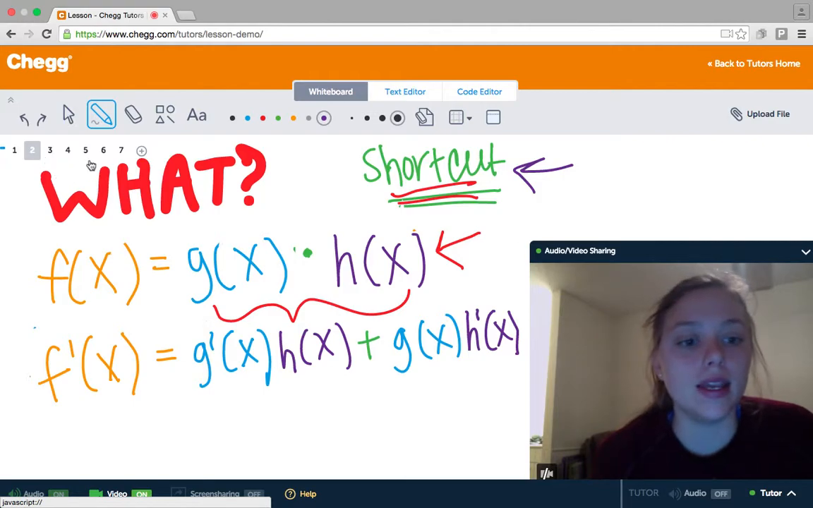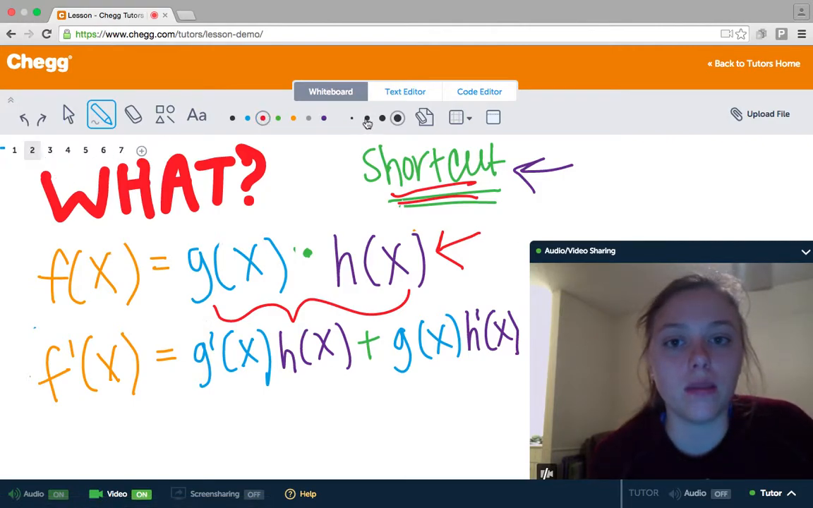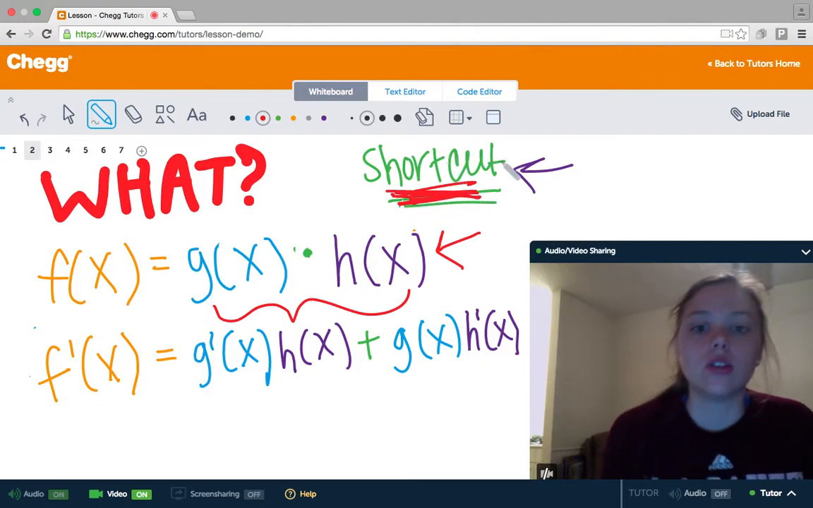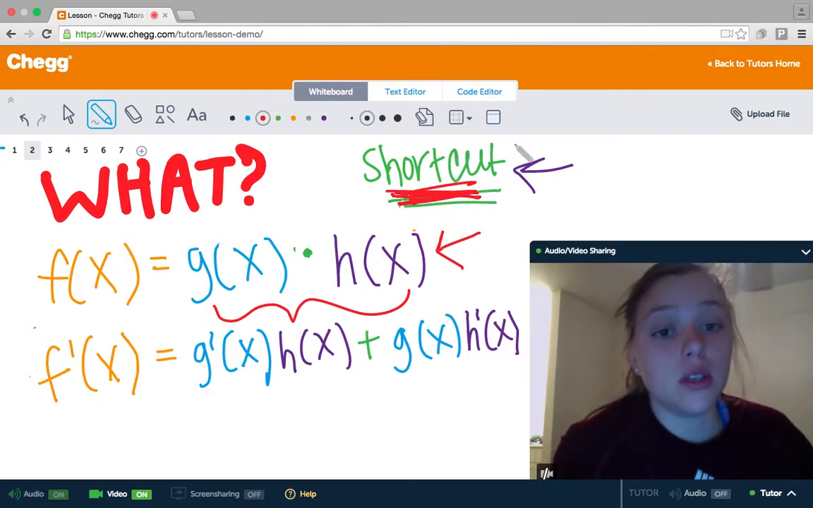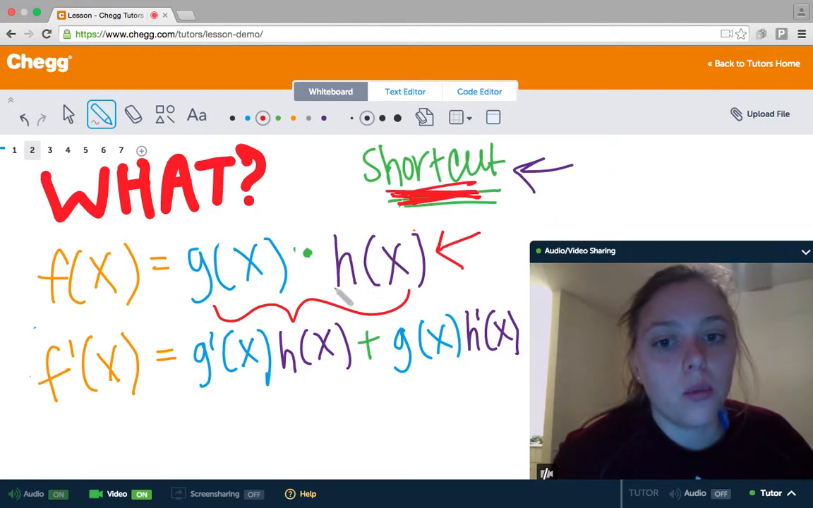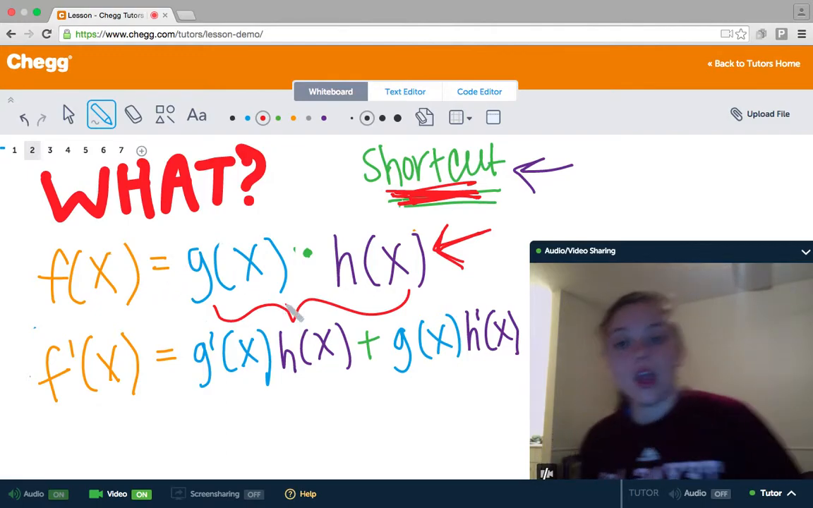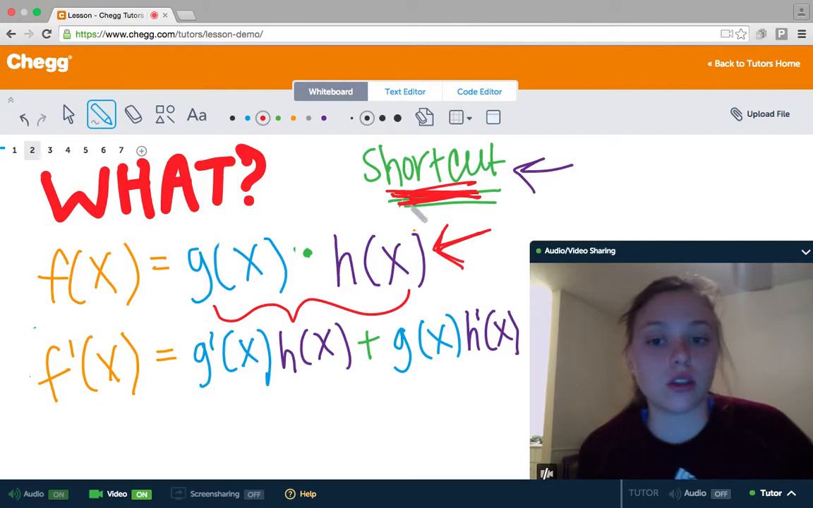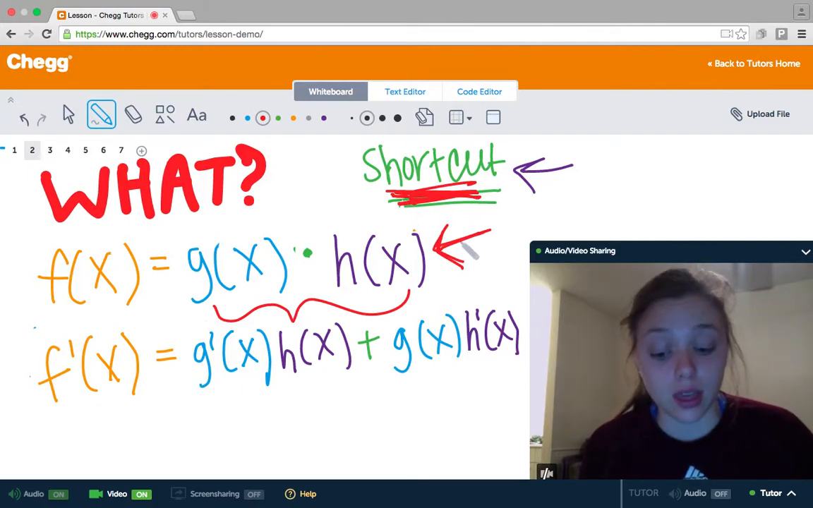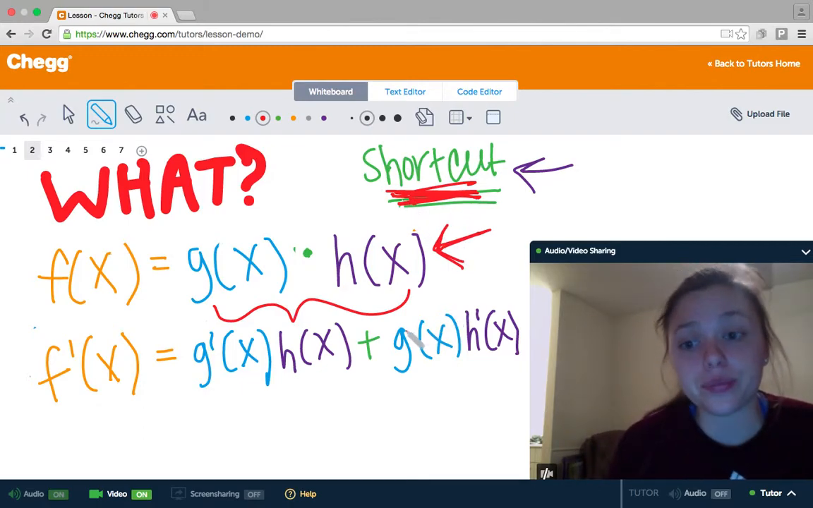Alright, so what is the product rule? Well, I already mentioned that it is a shortcut. So basically you're going to be using the product rule when you're multiplying two terms together. This is just a really general idea, but you're going to have f of x is equal to g of x times h of x, where g of x and h of x are two terms being multiplied together that are unlike.